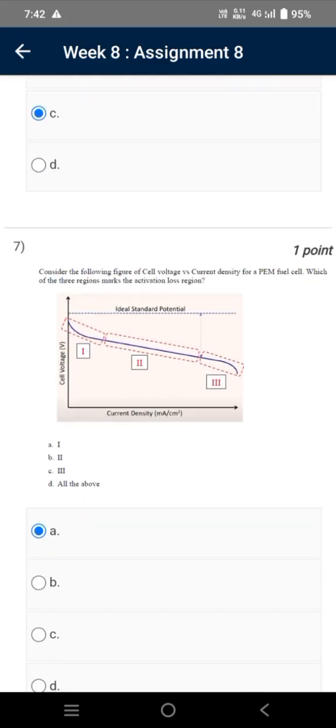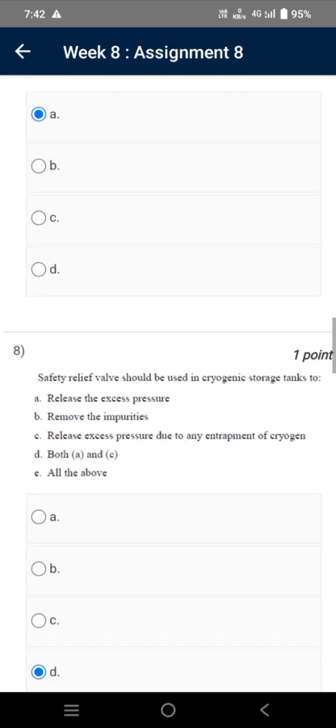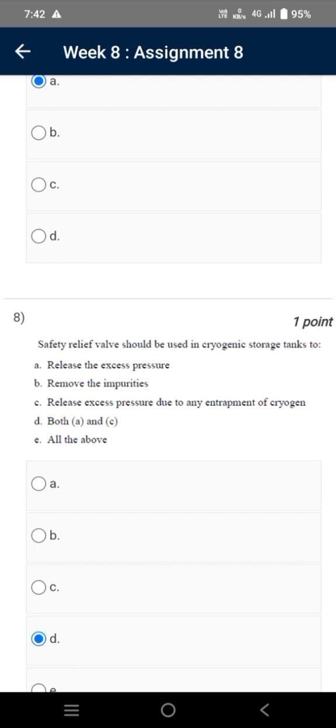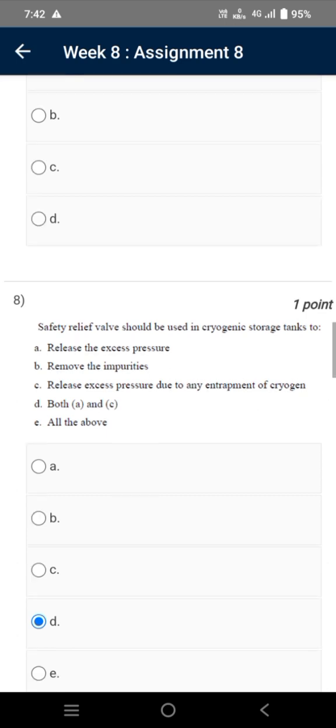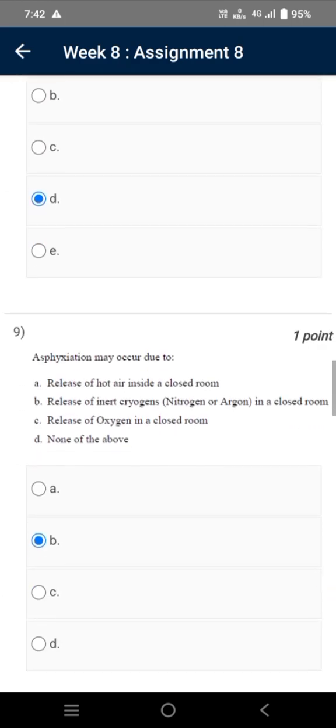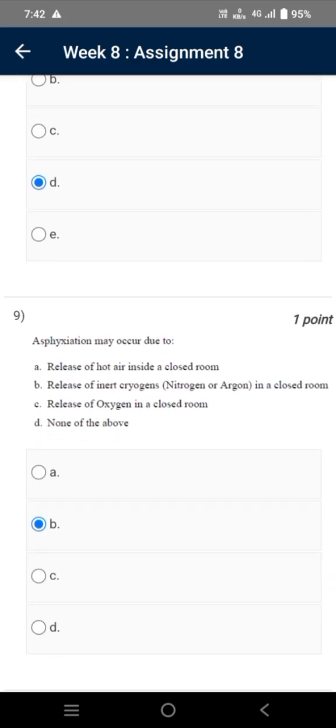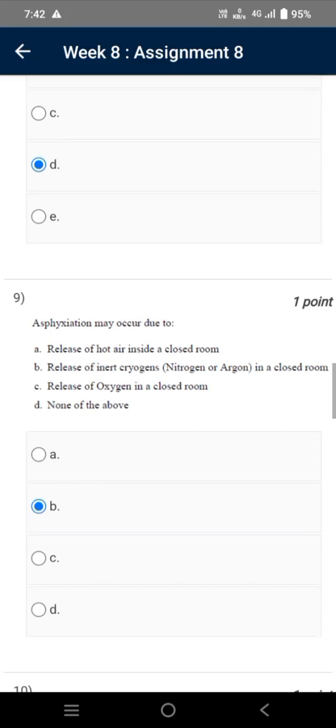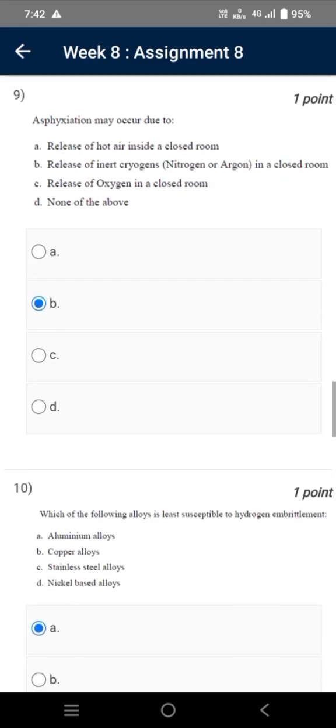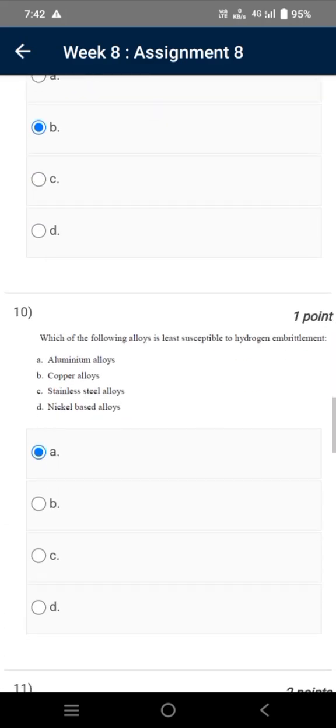Question seventh, answer will be option A. Question eighth, answer will be option D, that is both A and C. Question ninth, answer will be option B, release of the inert cryogens, nitrogen or argon in the closed room. Question 10th, answer will be option A, aluminium alloys.